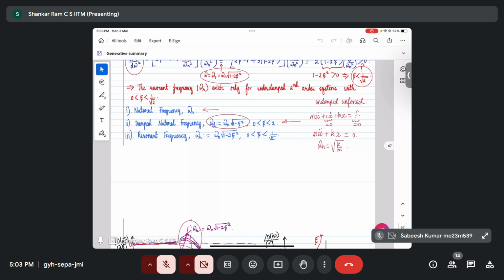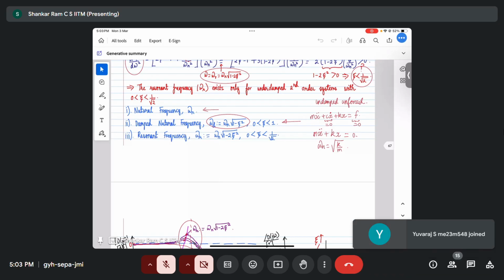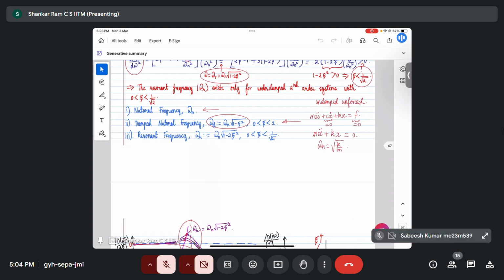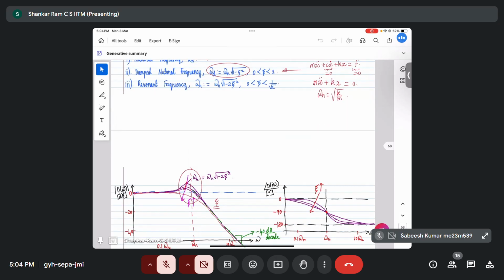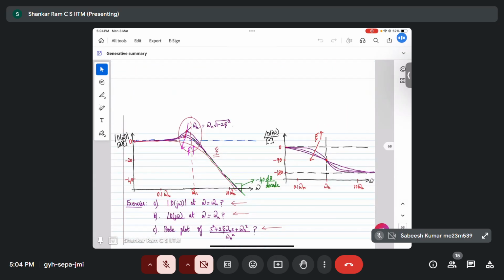Okay, so we were looking at the second order factor, which is omega n squared by s squared plus 2 zeta omega n s plus omega n squared. And then we saw the behavior of the second order factor as far as the Bode diagram is concerned. And then we identified that the resonant frequency is the frequency at which the magnitude of the corresponding sinusoidal transfer function becomes a maximum. So that's omega r.